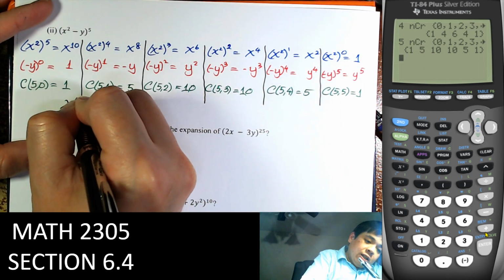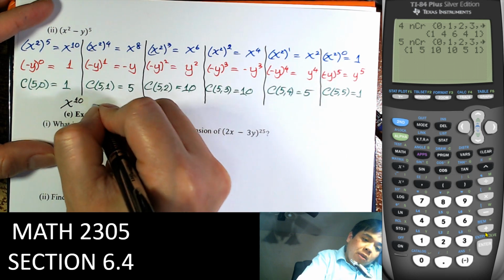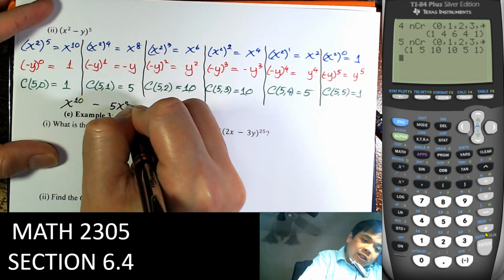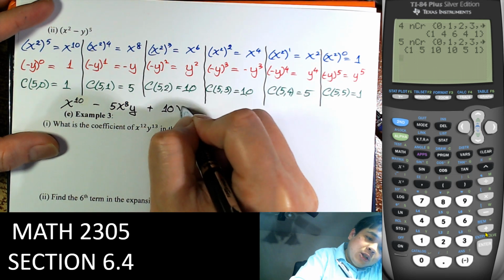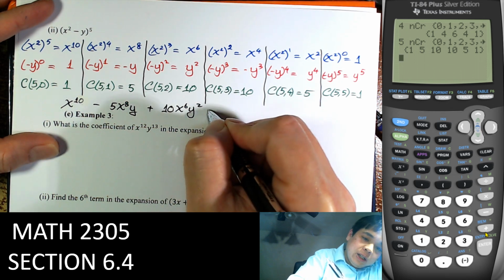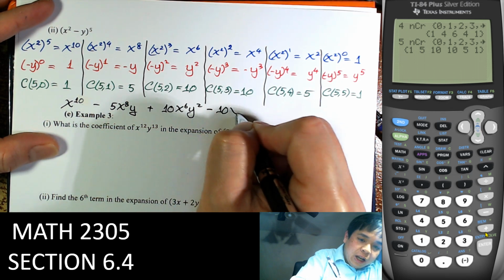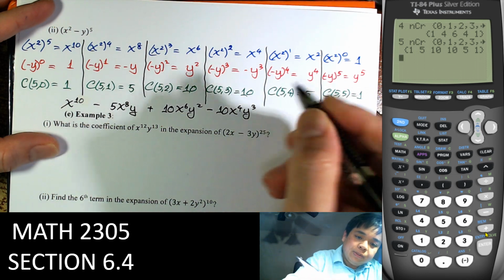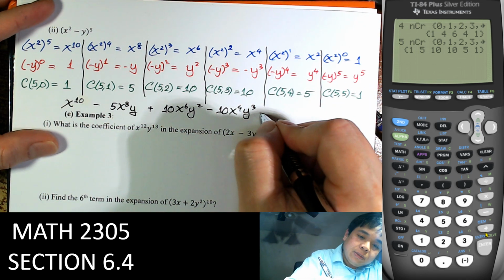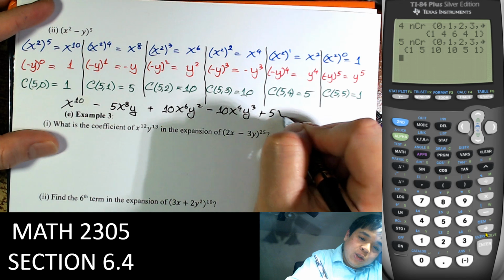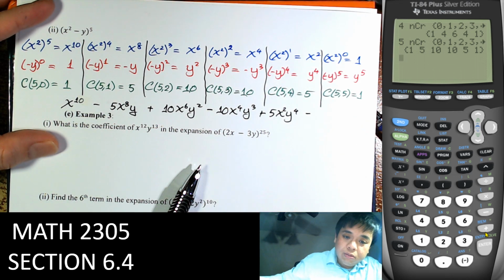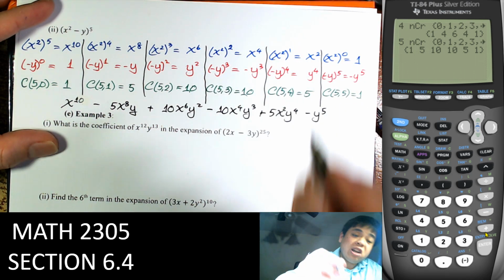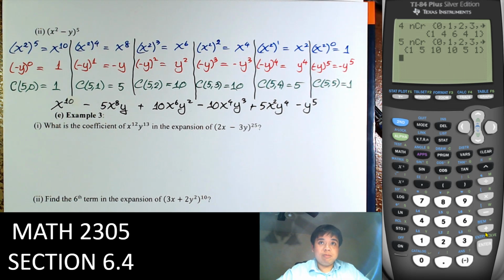X to the 10 minus 5 x to the 8 y plus 10 x to the 6 y squared minus 10 x to the 4th y cubed plus 5 x squared y to the 4th minus y to the 5th. So that is expansion, binomial expansion. Expand the whole thing.